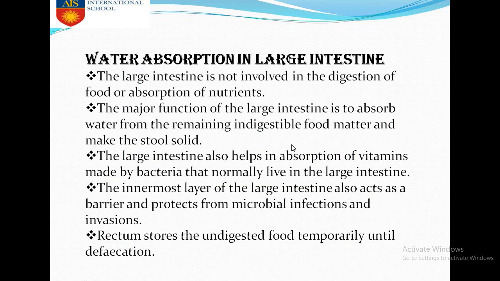Now, water and salts are absorbed in the large intestine, and the remaining indigestible food matter becomes solid stool. This is why, when the water is absorbed, it makes the stool solid. The large intestine also helps in absorption of vitamins made by bacteria that normally live in the large intestine. Now, the rectum stores the undigested matter. Then when it gets a signal, it opens and it comes out in the form of feces.